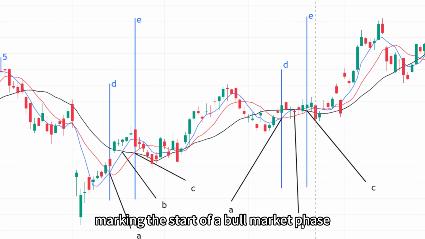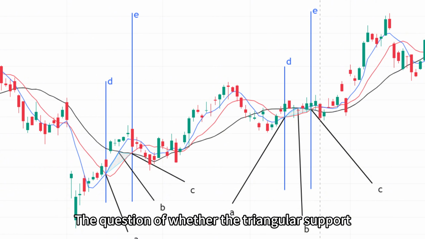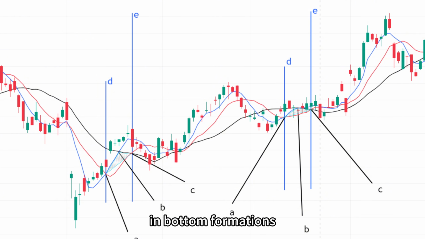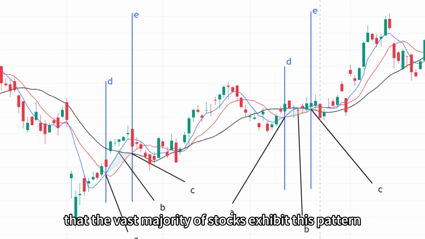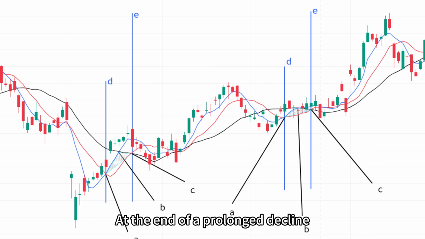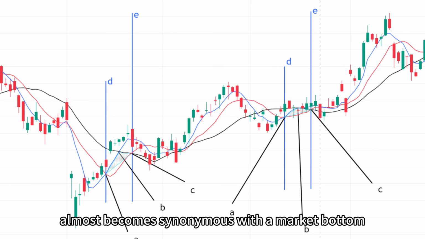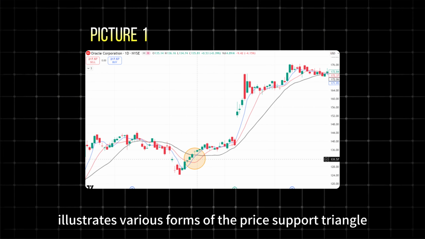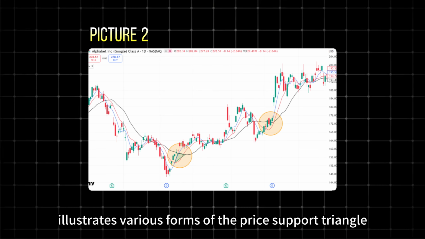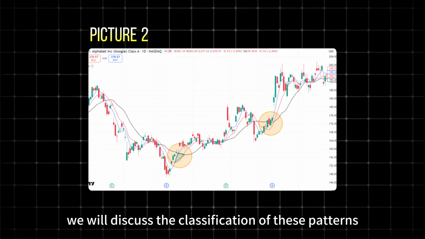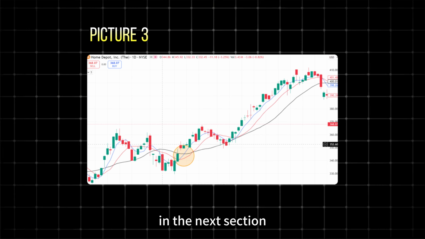a bull market phase. The question of whether the triangular support is a universal pattern in bottom formations has been examined, and it has been found that the vast majority of stocks exhibit this pattern. At the end of a prolonged decline, this triangular support almost becomes synonymous with a market bottom. The chart below illustrates various forms of the price support triangle in the stock market. We will discuss the classification of these patterns in the next section.